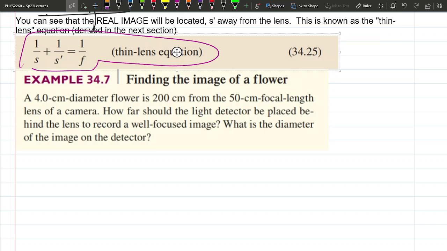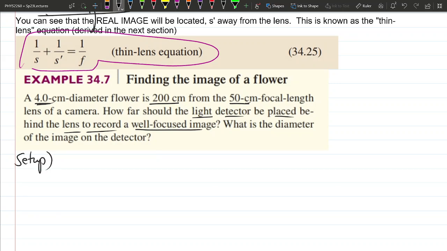Let's say we have some 4 centimeter tall flower, and it is 200 centimeters away from some lens that has a focal length of 50 centimeters. They ask how far behind the lens the light detector should be placed in order for the image to be well focused, and what is the diameter of the image that's going to be formed.